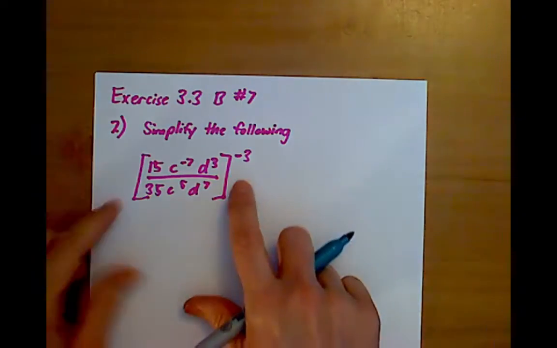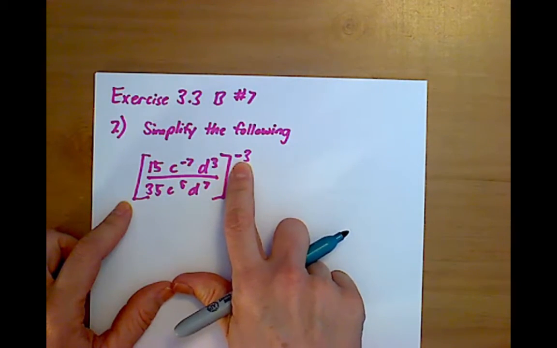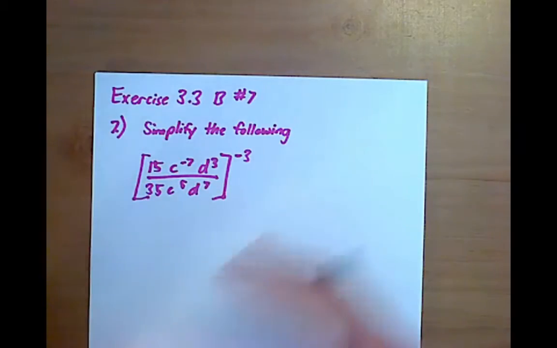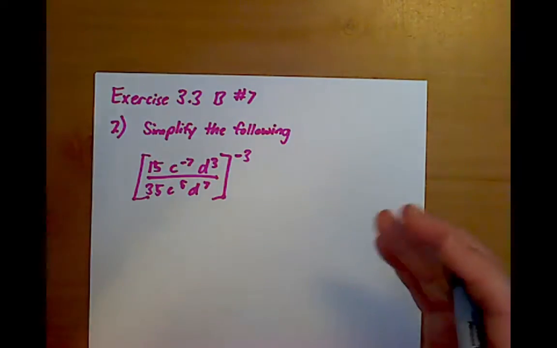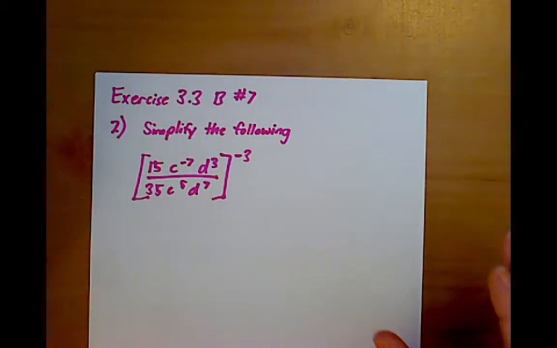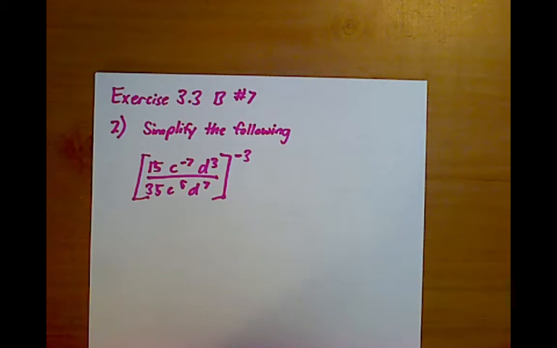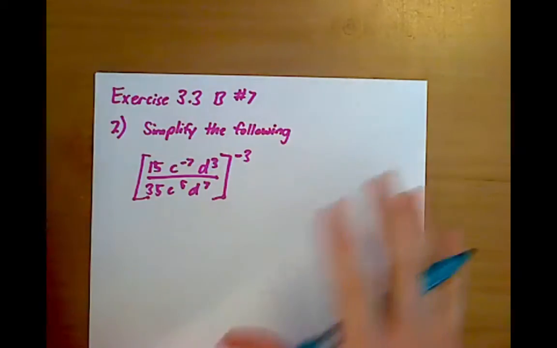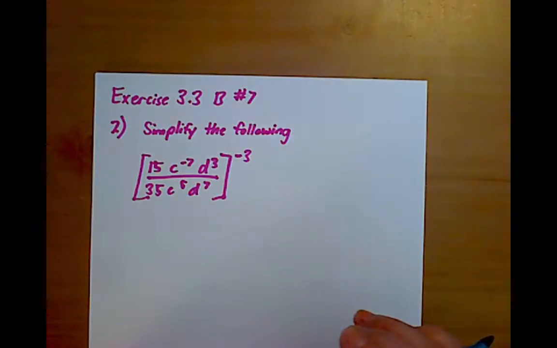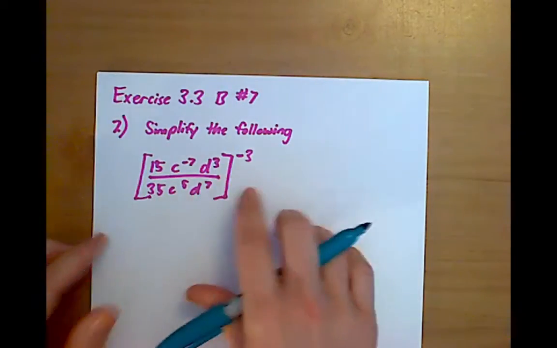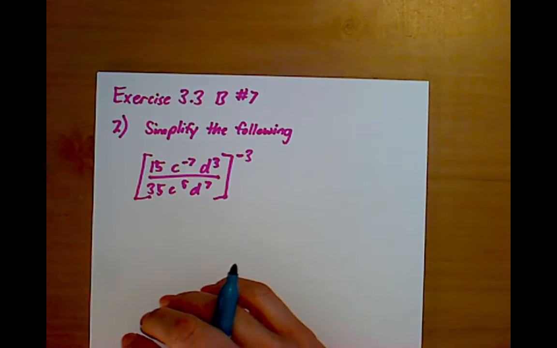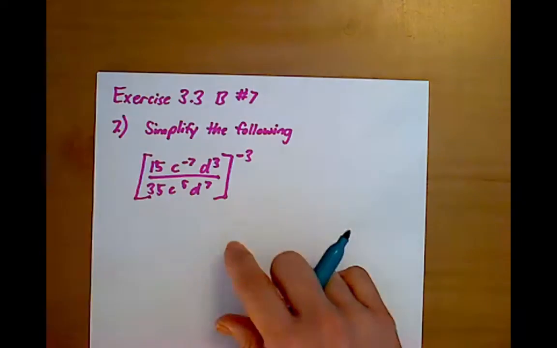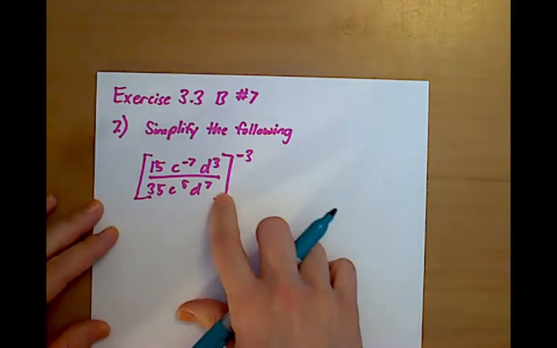So if you take this and you apply it to everything in here, you're going to end up with this big mess. I can tell you right now, because that's the way I started doing it at first. And then I realized that this can be simplified before we do anything at all. So we're going to simplify this first, and then we're going to raise everything to the negative 3rd power. Okay? All right, I was just double checking, make sure I wrote down the problem correctly.